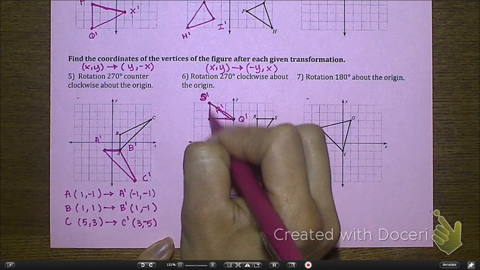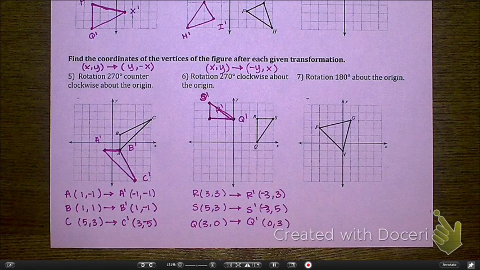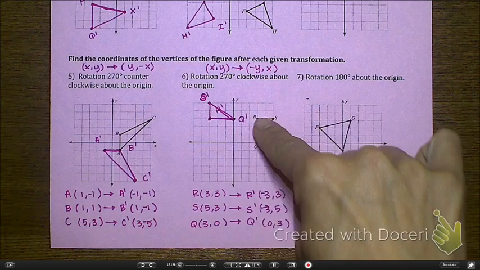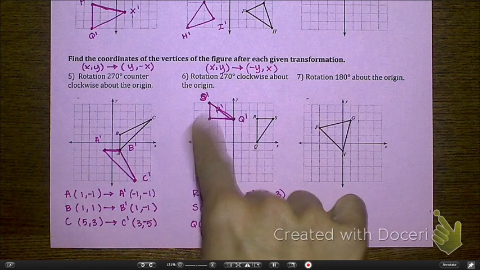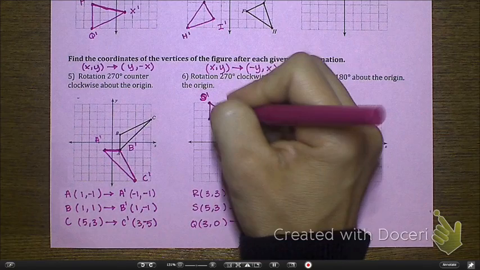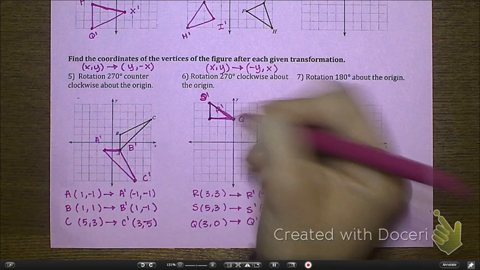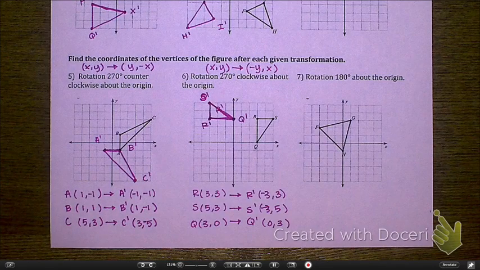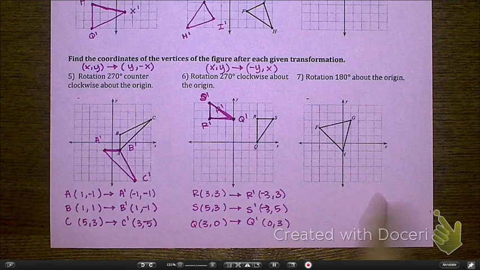How many of you got something like that when you did your rotation? Now, again, you can use your trace paper and check that this rotated into the correct spot. If you're not sure, you can always double check with your trace paper. Are there questions on what we did here? Okay, we're going to save number 7 for a warm-up tomorrow.